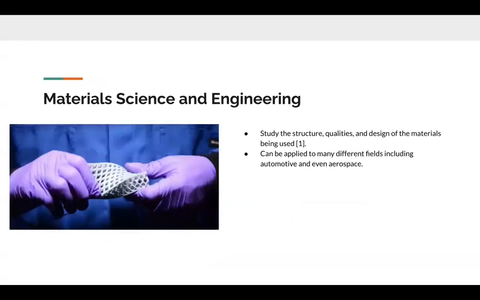All right, so our second engineering discipline was materials engineering, or material science and engineering. That is the study of materials and their applications to certain designs or products. They study the structure, qualities, and designs of the materials being used, and what materials would be used for different applications. These skills can be applied in many different fields, in particular automotive and aerospace.